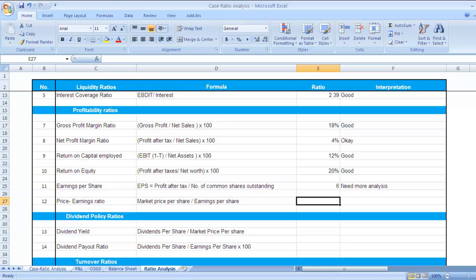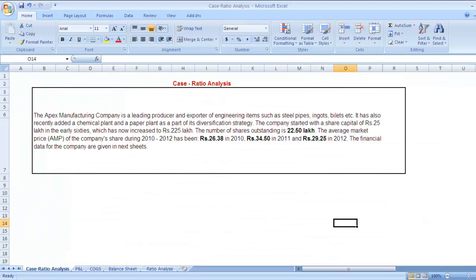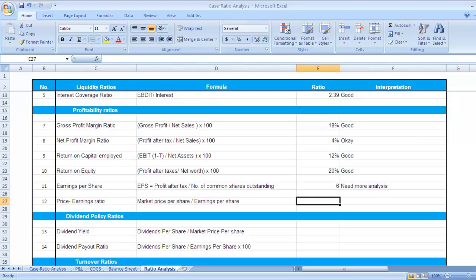So for that, go to this first sheet, that is in 2012 the average market price has been 29.25. So go to ratio analysis, then it is 29.25 divided by earnings per share. We have just calculated earnings per share, that is 6. So let's see the price earnings ratio. Price earnings ratio is 5 times. So it's good.